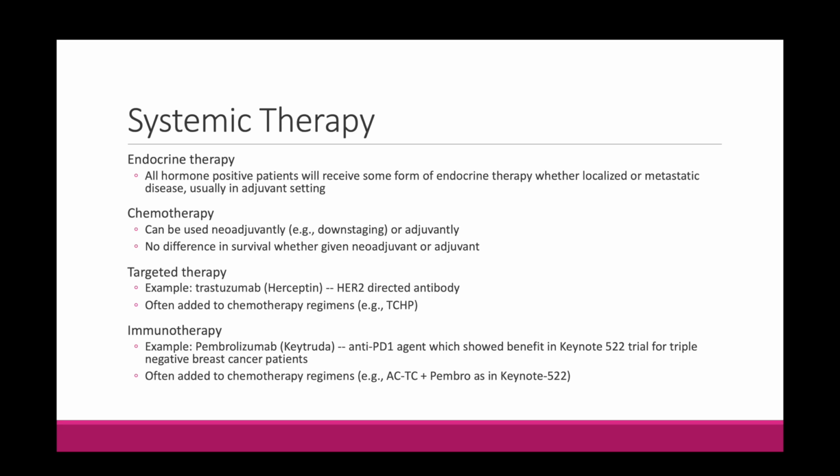And then finally, immune therapy. So pembrolizumab or Keytruda is the drug that has been studied for triple negative breast cancer patients in a clinical trial called Keynote 522. So pembrolizumab is an anti-PD-1 agent, and it's shown a benefit in triple negative cancer patients. So we often will add immunotherapy to chemotherapy regimens for triple negative patients. So just to give an overview of what types of systemic therapies we think about for breast cancer patients.